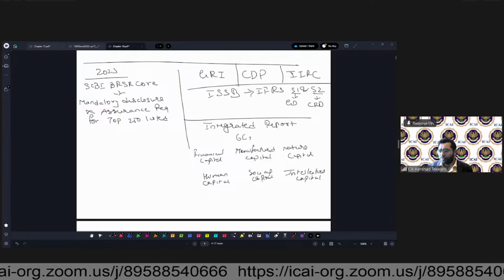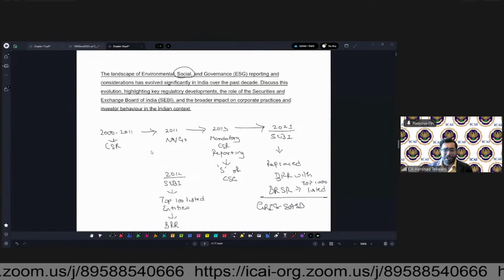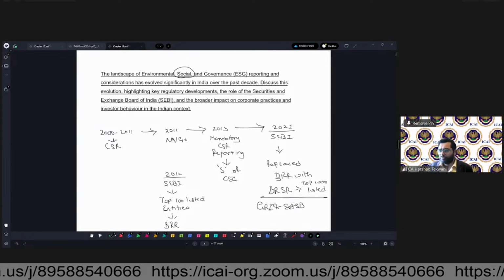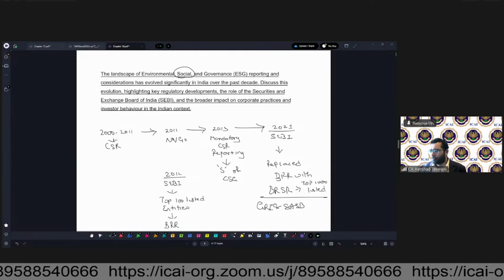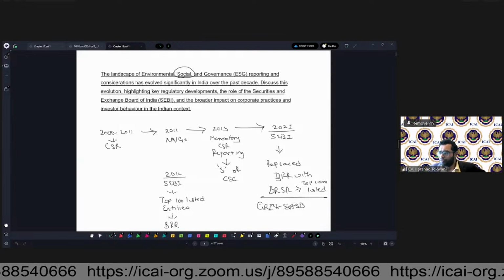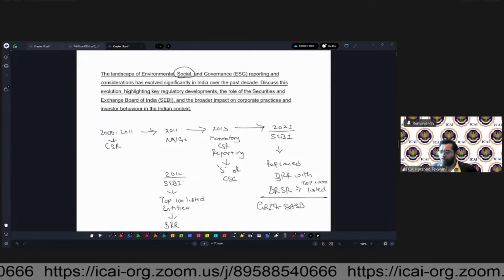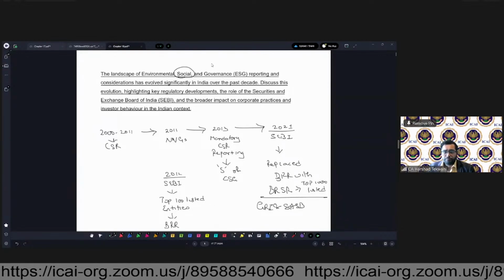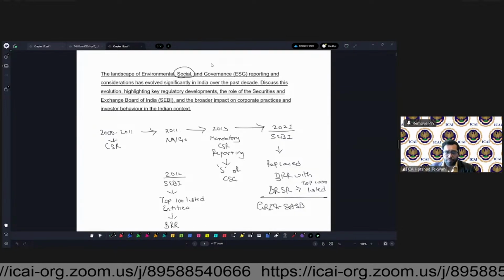Any doubt till now? Any doubt with respect to the reporting evolution, how it is there in India and outside India? Any doubt? No? Okay. If no doubt, let's proceed to the next question.